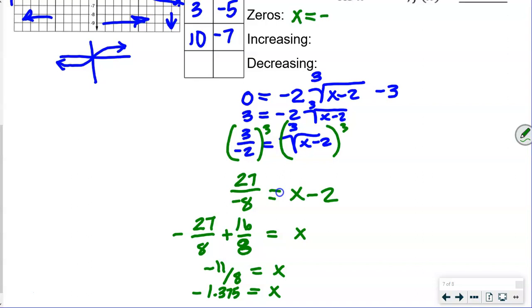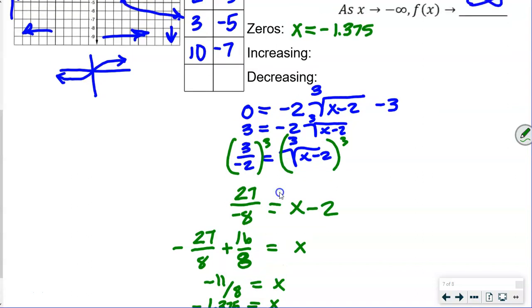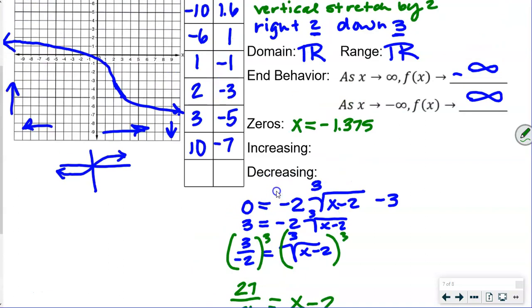X is equal to negative 1.375. So let's look at our graph. It kind of looks like it's about there. Y'all see where that is right there? That's where our x-intercept is right there. Let me do it in red so you guys can see it a little better. Y'all see it right there? That's about what it was, okay?